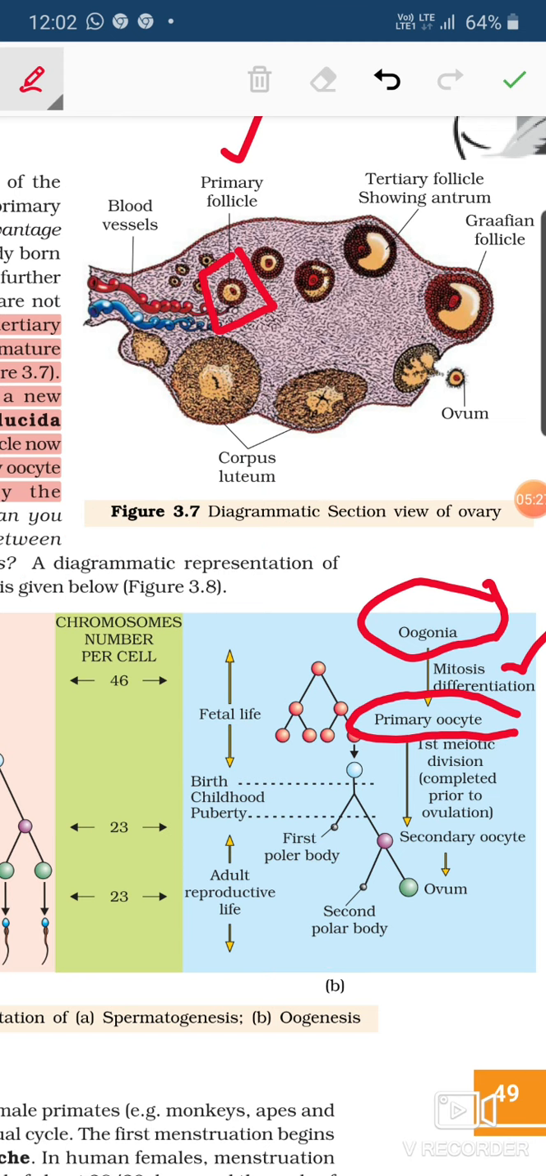After ovulation, the ovum is released from the ovary, and the remaining part of the Graafian follicle will form the corpus luteum.